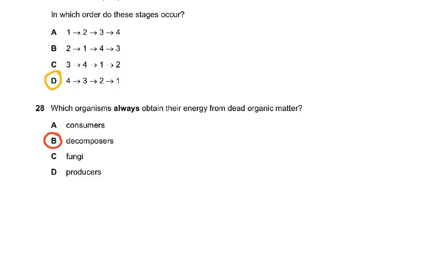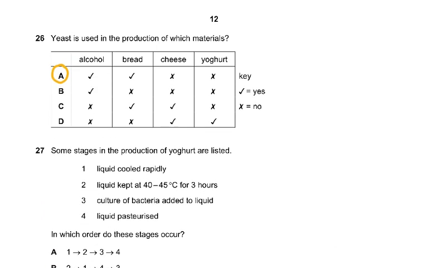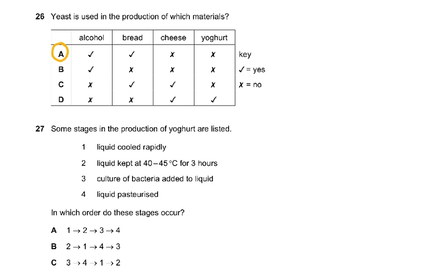Then coming on to question number 26. Yeast is used in the production of which materials? Now, it's alcohol, bread, cheese, and yogurt. So we had four things: alcohol, bread, cheese, and yogurt. Now, this is of course very factual. So you know for alcohol, we need yeast. In bread, we need yeast. In cheese and yogurt, we use bacteria. So A was correct.